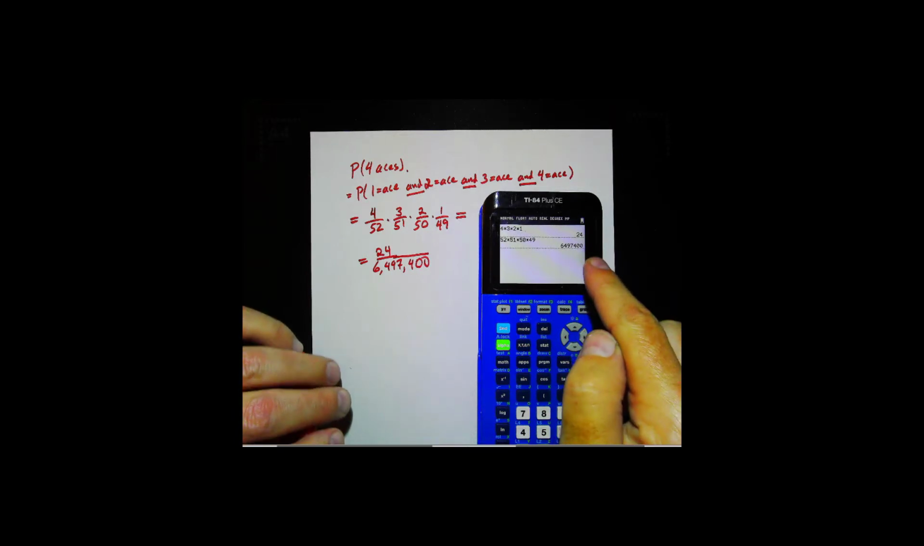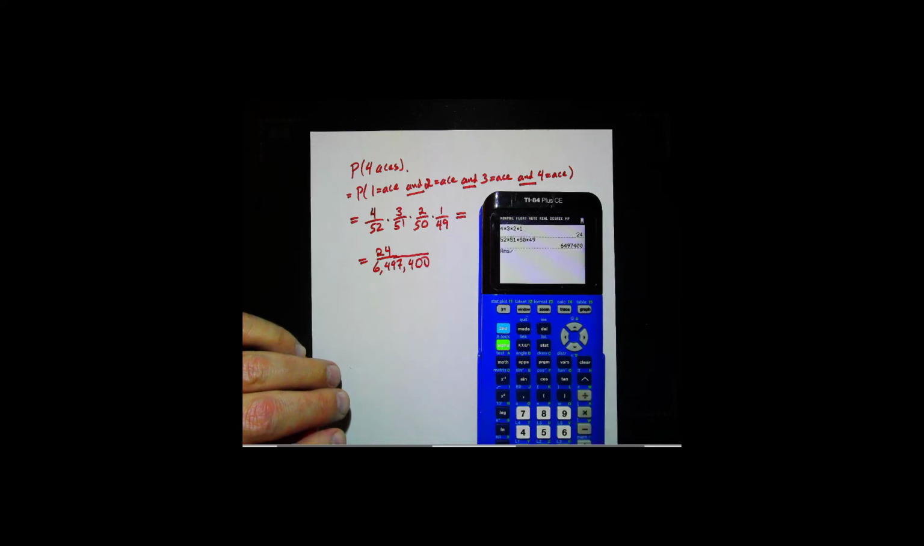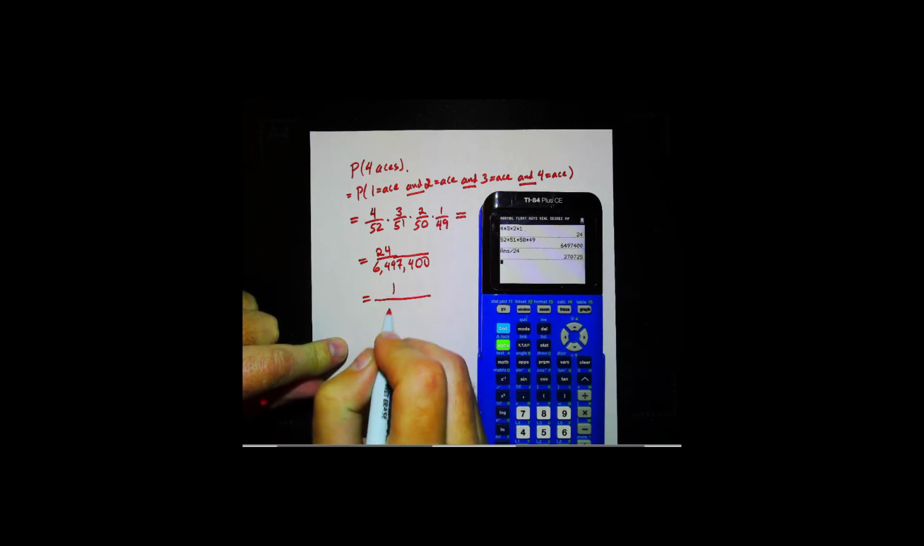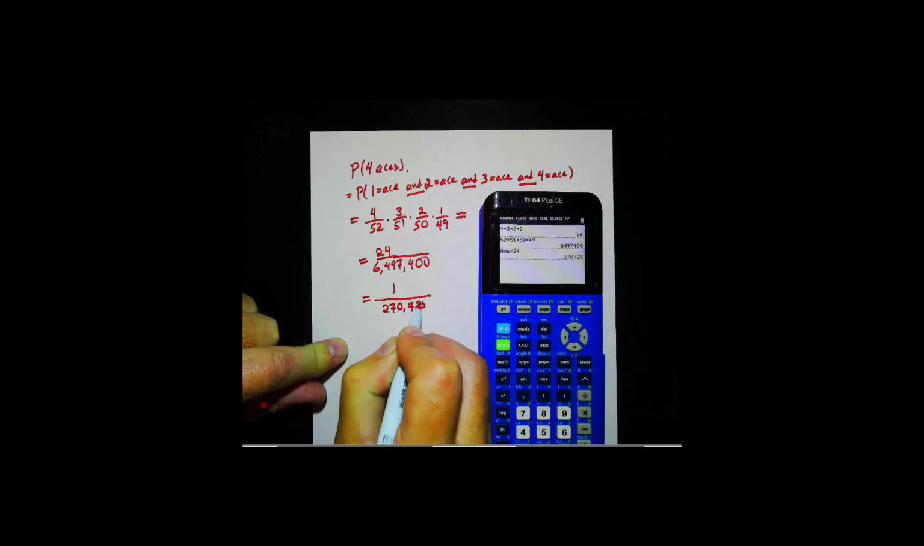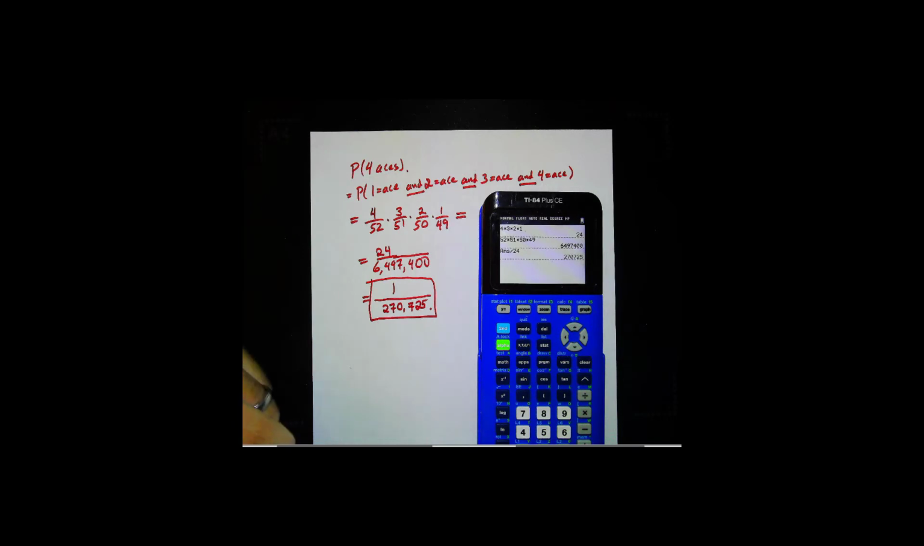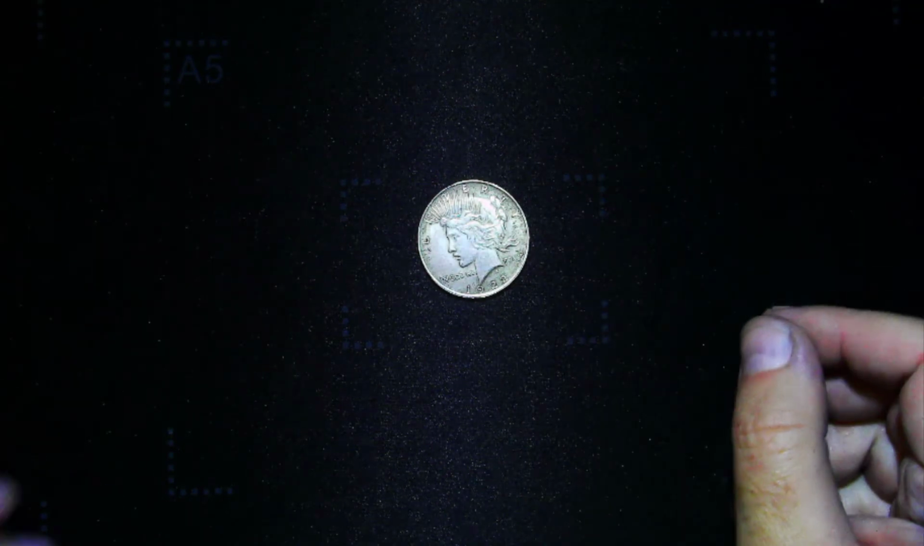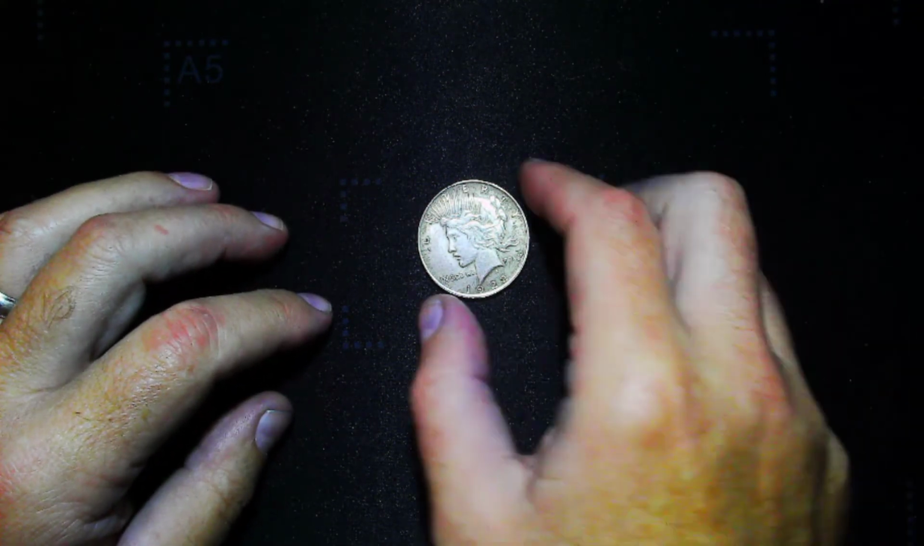However, this fraction does reduce. How many times does 24 go into that? We end up with 1 out of 270,725. So if I did this without cheating, the probability of getting all 4 aces at once, one after the other, would be 1 out of 270,725. Obviously, I'm cheating.